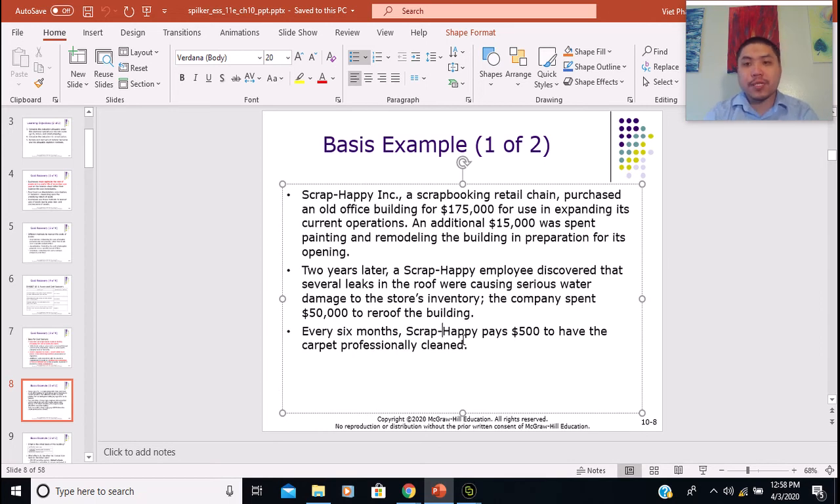And then this $500 is routine maintenance, right? $500 to have the carpet cleaned every 6 months. Because this is an expense associated with routine maintenance activities, the company can just expense this right away, right? They don't have to capitalize this $500.